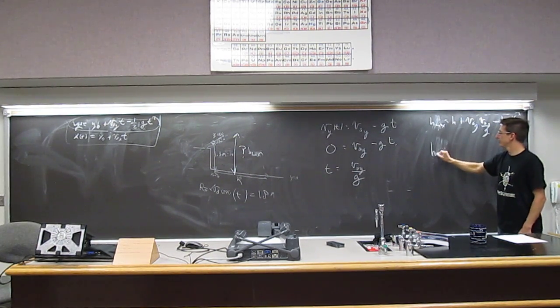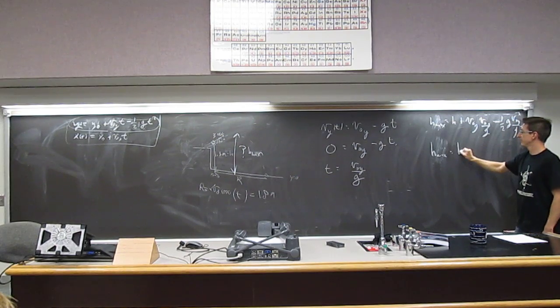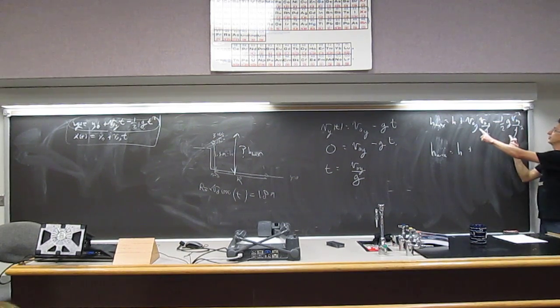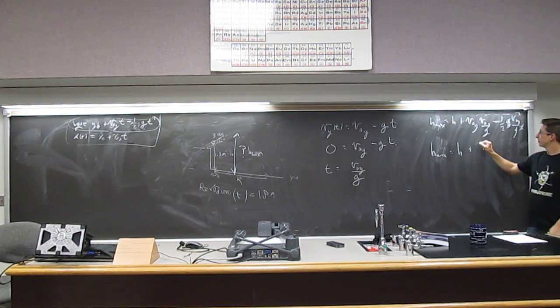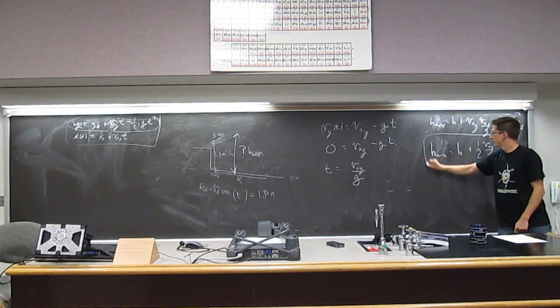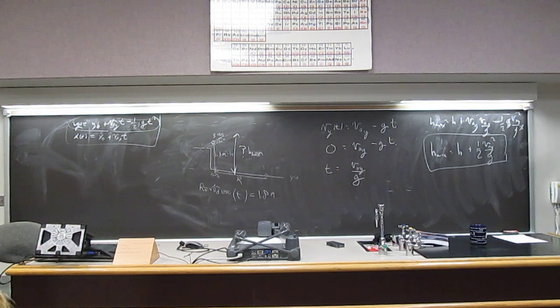So I get h max is the initial height. These two combine, so this is v naught y squared over g minus 1/2 v naught y squared over g. Cancel out one of those. And so that'd be h plus 1/2 v naught y squared over g. You can plug in numbers for that.